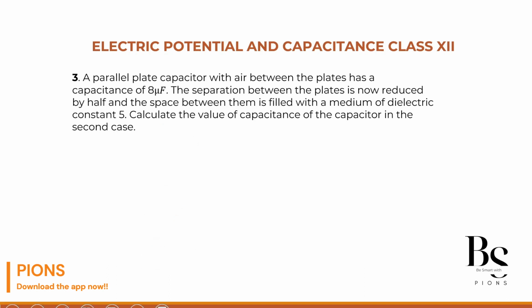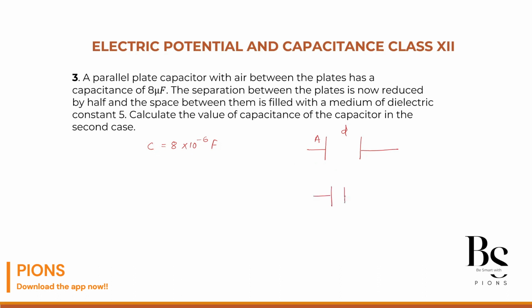Let's move to question number 3. Question 3 says, a parallel plate capacitor with air between the plates has a capacitance 8 microfarad. So C here is 8 microfarad, 10 to the power minus 6 farad. The separation between the plate is now reduced by half. So previously, at a distance D, let's say, the area of plates was A, and that time the capacitance is C.